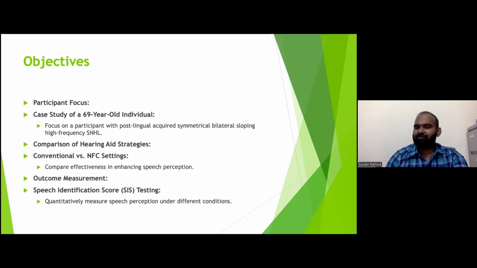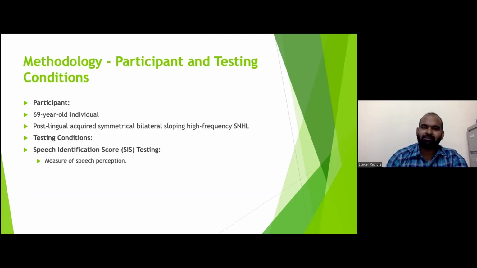So the participant focus in this study is the case study of a 69-year-old individual. It focuses on the participant with postlingual acquired symmetrical bilateral sloping high frequency hearing loss. In the comparison of hearing aid strategies, like conventional versus NFC settings, to compare the effectiveness in enhancing speech perception, the outcome measurement was speech identification score, SIS. Testing was done, and it qualitatively measures speech perception under different conditions, as in noisy and silent conditions.